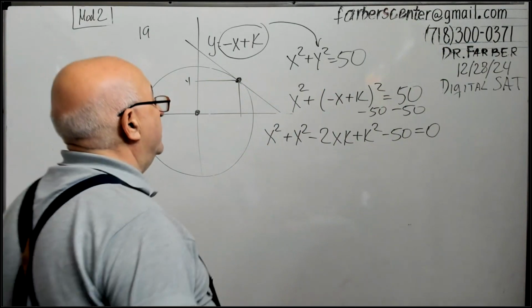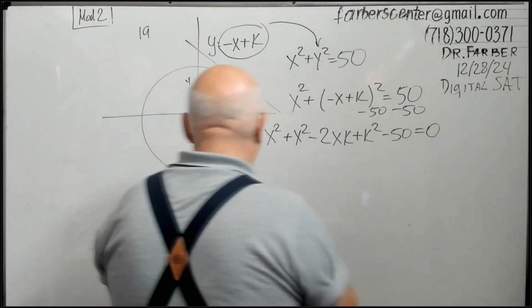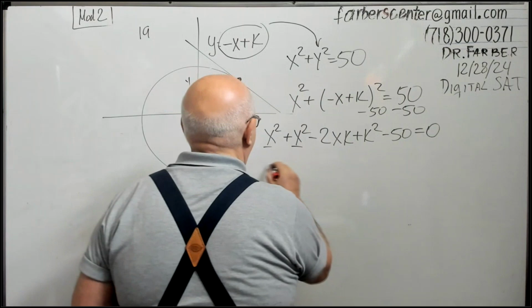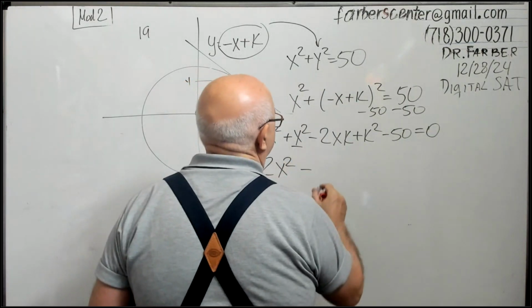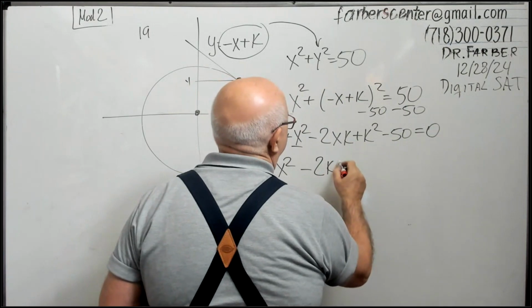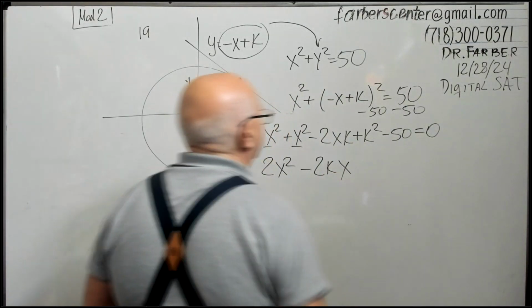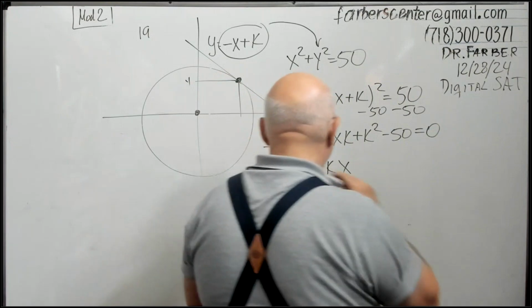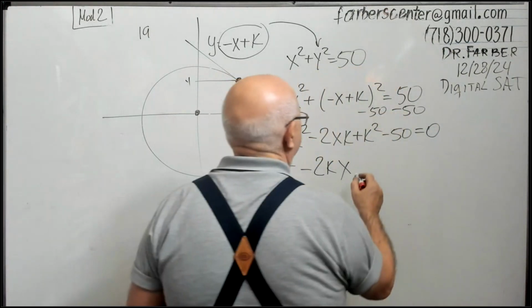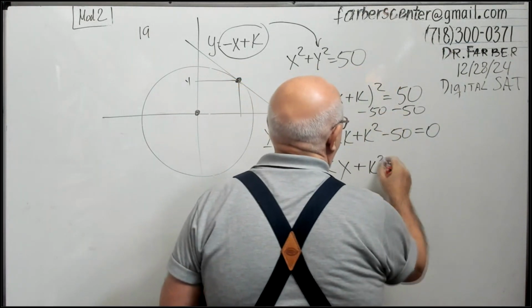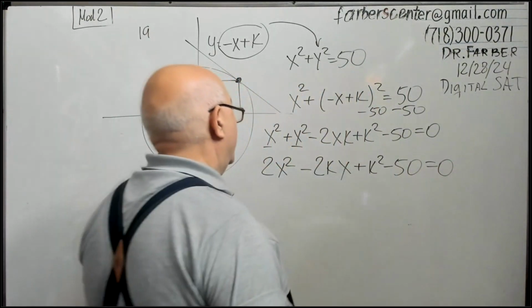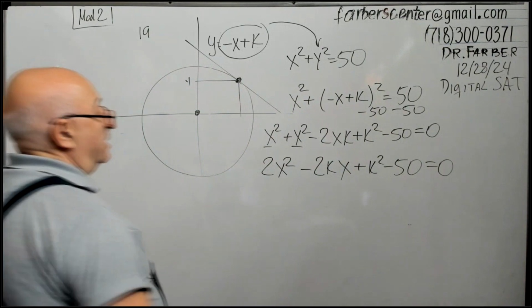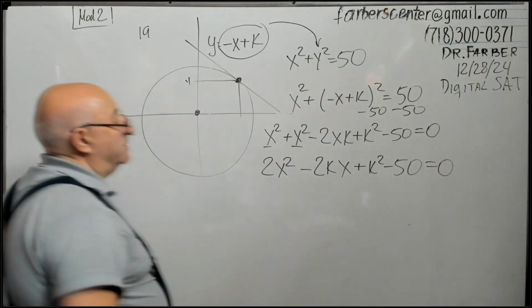Or combine like terms, and what do you have? 2x squared minus 2kx, plus k squared minus 50 equals 0. Like we did today, you have to recognize only how to formalize it in math terms.